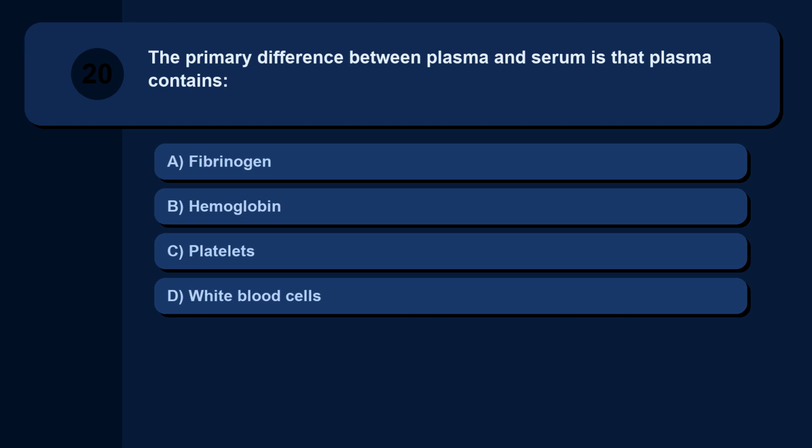Question 20. The primary difference between plasma and serum is that plasma contains fibrinogen, hemoglobin, platelets, white blood cells. Plasma contains clotting factors like fibrinogen, while serum is plasma without clotting components.